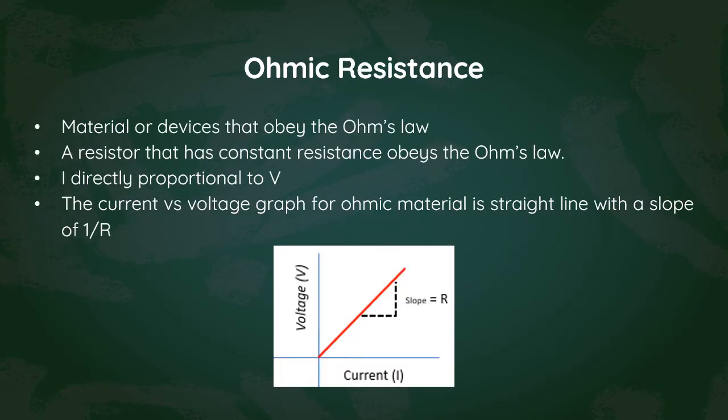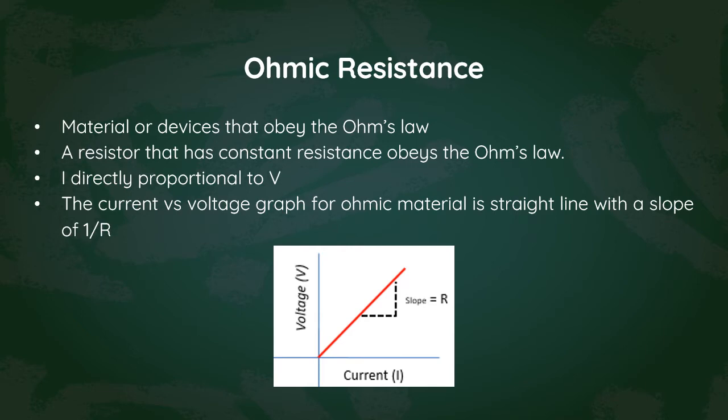Now, what is ohmic resistance? Electrical elements can have ohmic or non-ohmic resistance. When a material or device obeys Ohm's law, then it has ohmic resistance. So a resistor that has constant resistance obeys Ohm's law, where current is directly proportional to the voltage. The current versus voltage graph for ohmic materials is a straight line with a slope of 1 over R.